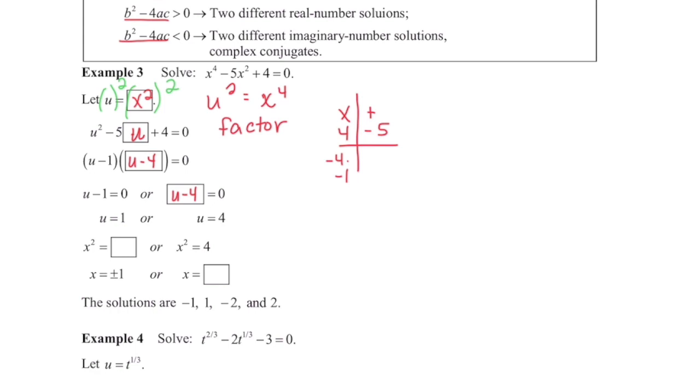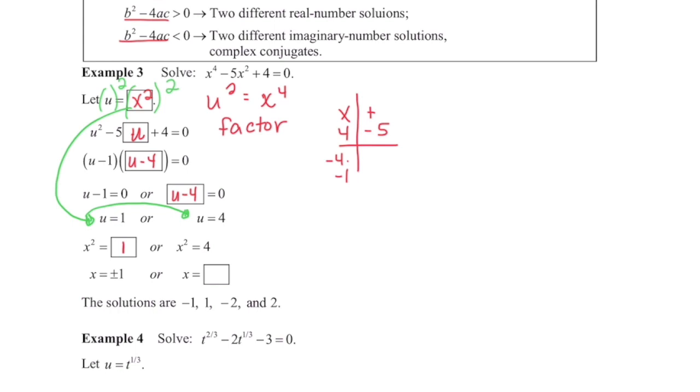But we didn't actually solve for x. We solved for u. So at this point, we want to take our u value and replace our u with our x squared. So x squared is equal to 1, and x squared is equal to 4.